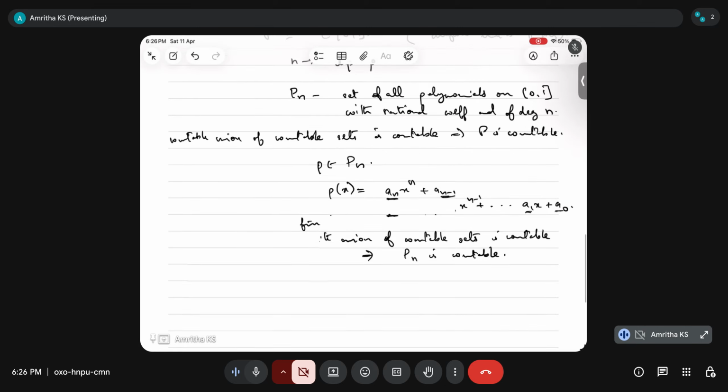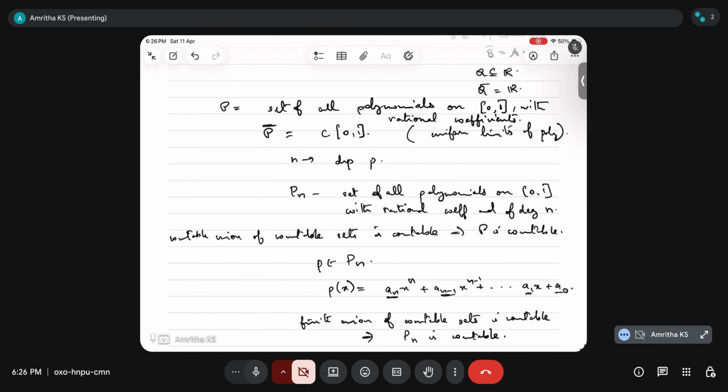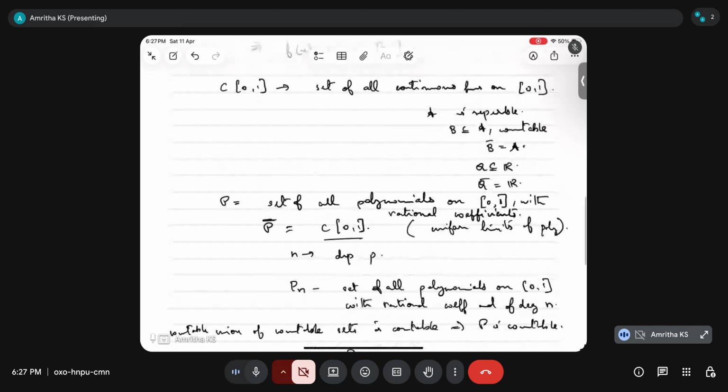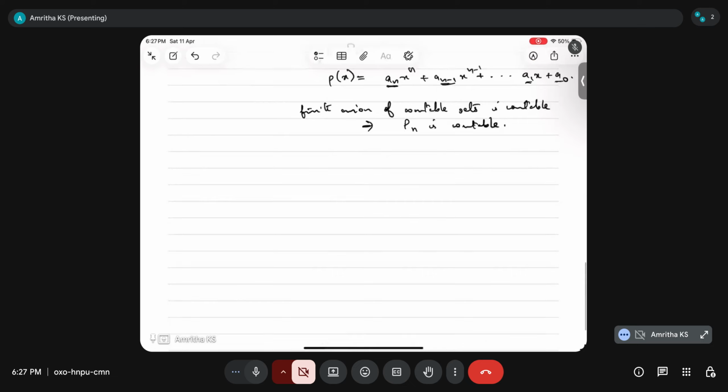Okay, so this would imply that we have a countable set whose closure gives C[0, 1]. This would mean that C[0, 1] is separable. Okay.